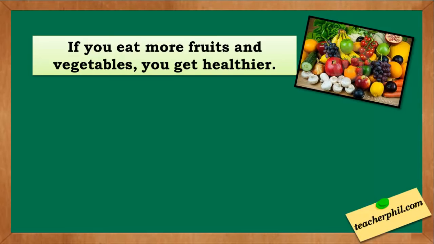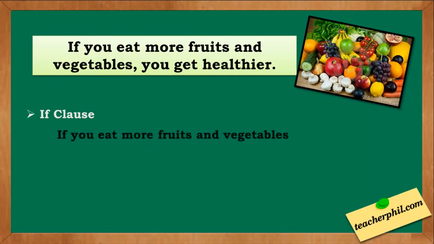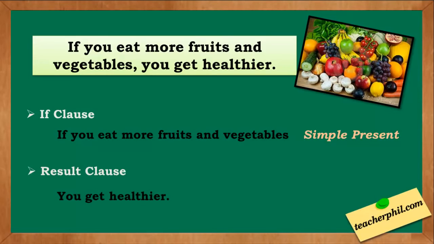If you eat more fruits and vegetables, you get healthier. The if clause here is, if you eat more fruits and vegetables. It is in the simple present tense. The result clause is, you get healthier. It is also in the simple present tense. This sentence is a fact. The result clause, you get healthier, happens when the if clause, if you eat more fruits and vegetables, is done.